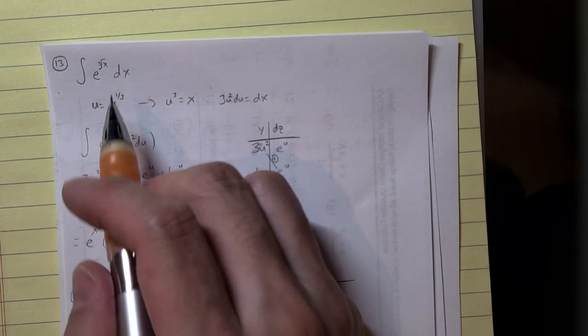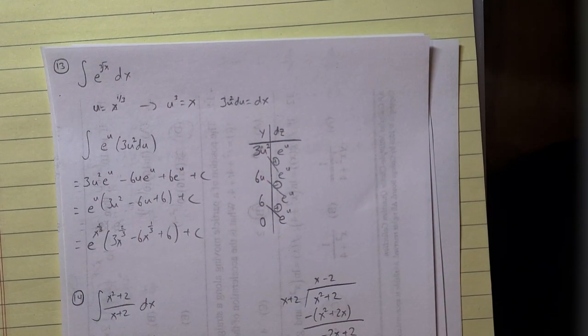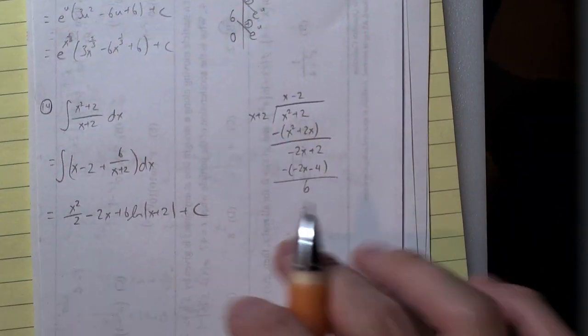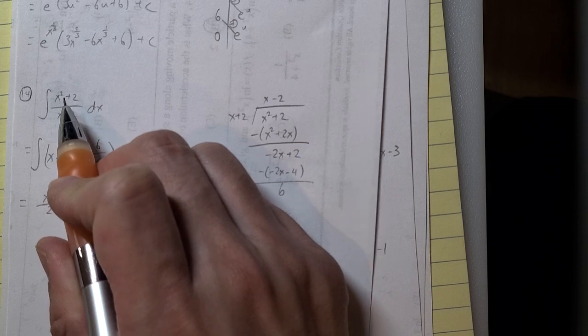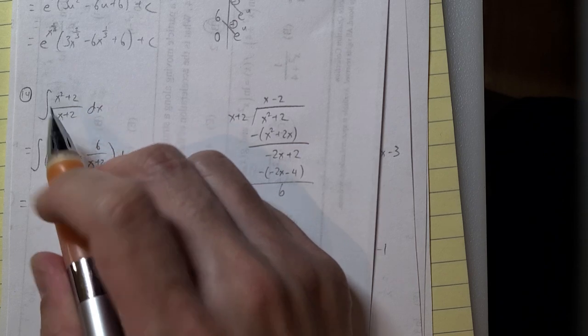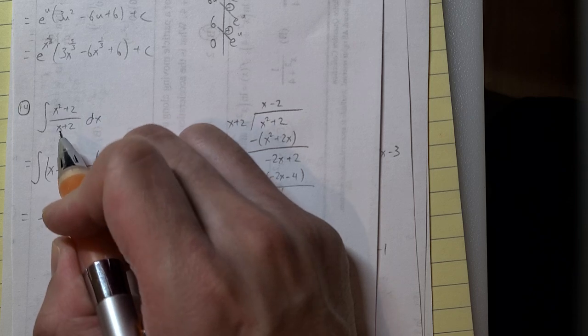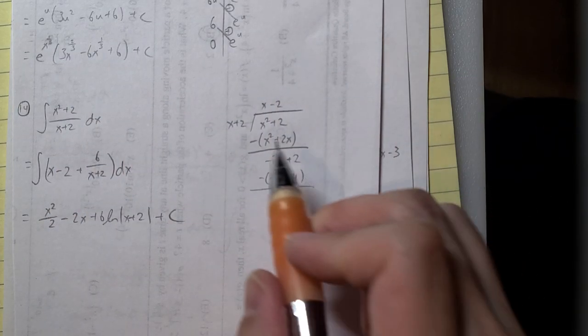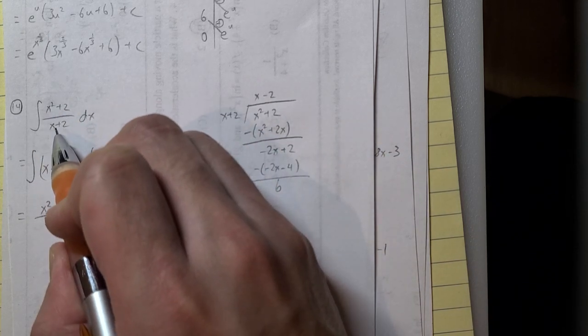So this one, substituting, made it into an integration by parts. Okay. This one, the integral of (x squared plus 2) over (x plus 2) dx. Remember in the partial fraction decomposition section, if the degree of the top is bigger than the degree of the bottom, you should do long division, which is what I did over here. Okay? This goes inside, this goes outside.